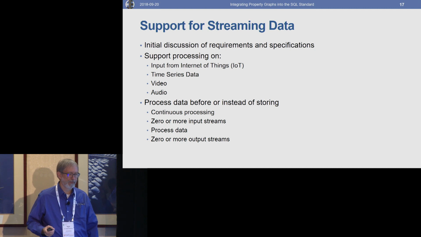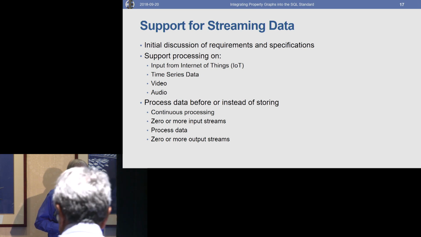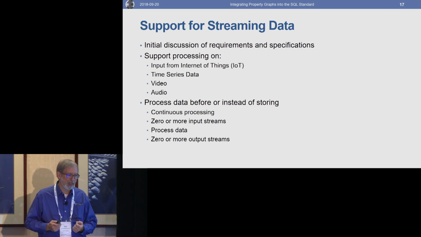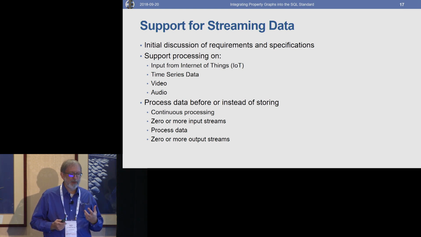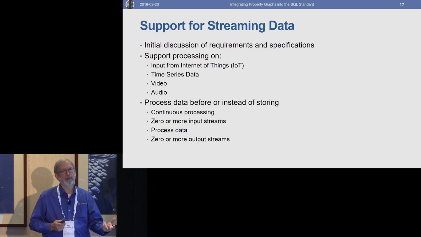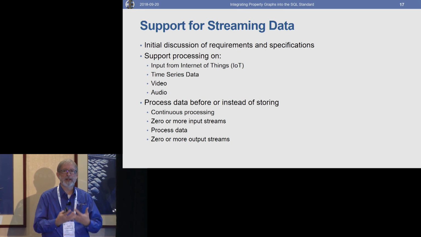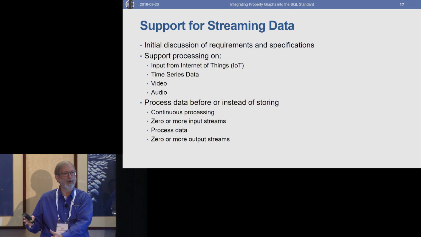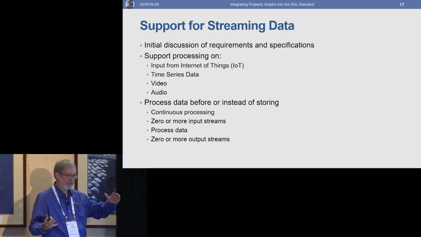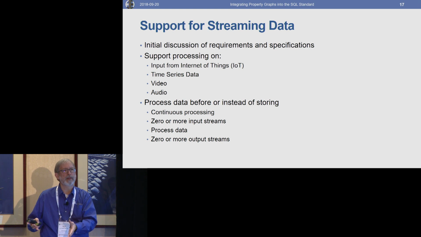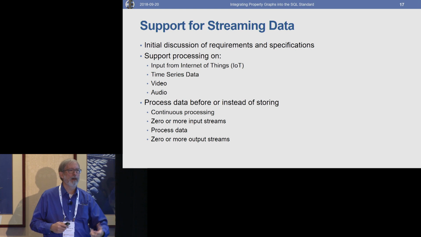Streaming data. We talked about Internet of Things at various points, time series data, video, audio. The idea is that we want to be able to do continuous processing on a stream of data. Right now, if you do an SQL select, it selects stuff from a query, and you get a set of data back. But what if instead of getting back just a set of records, you do a select stream from some input, and you can process records in the stream, and it goes on forever.